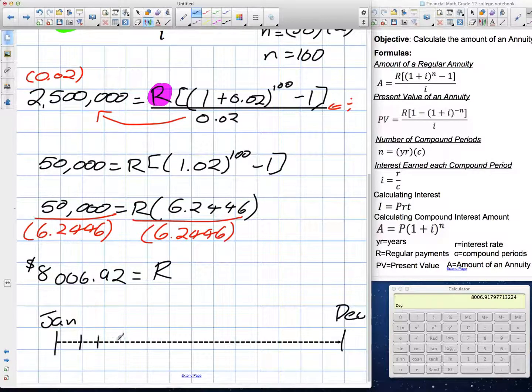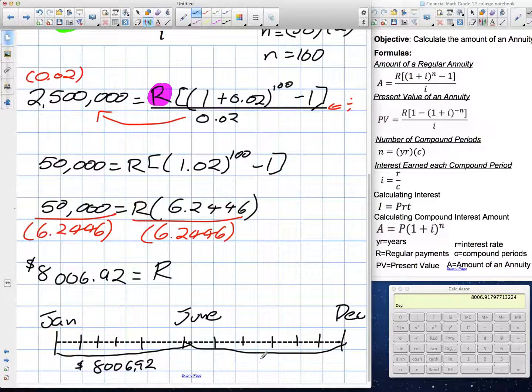1, 2, 3, 4, 5, 6, 7, 8, 9, 10, 11. I'm sorry it's not spaced out perfectly, but halfway between will be 6. So that's first month, January, February, March, April, May, June. In June, okay? So every 6 months, he's going to need to make a payment of $8,006.92. And then again in December, it works out. He needs to make another payment of $8,006.92.